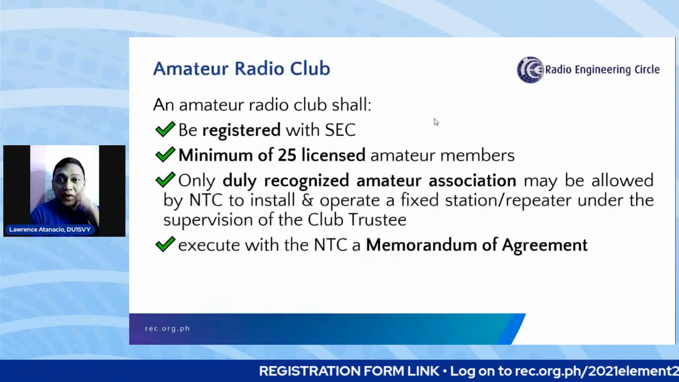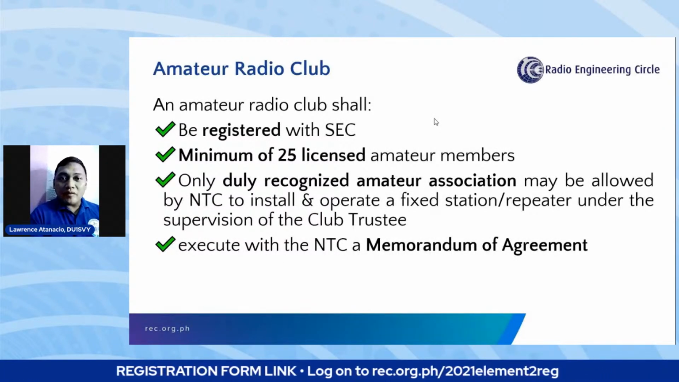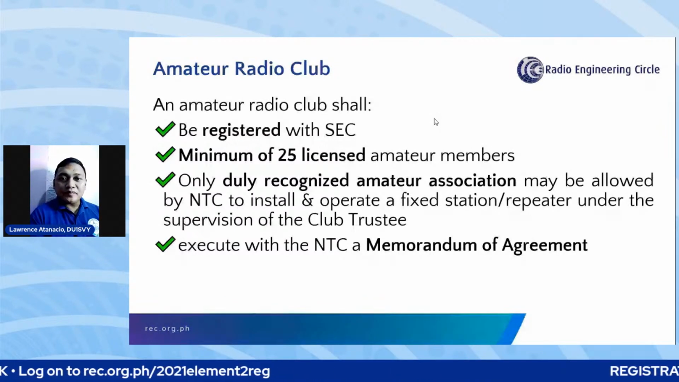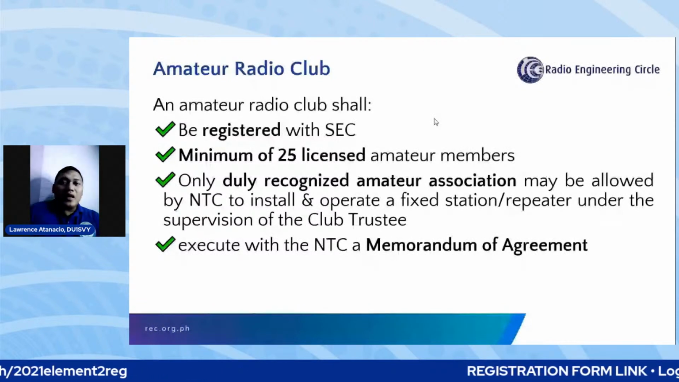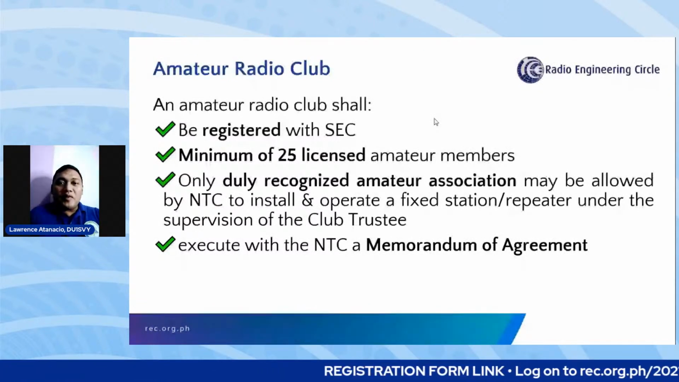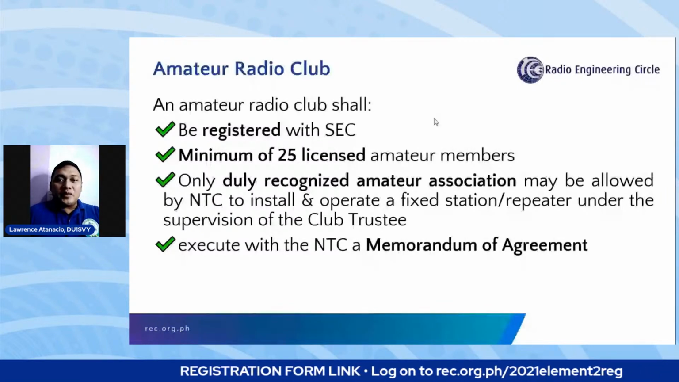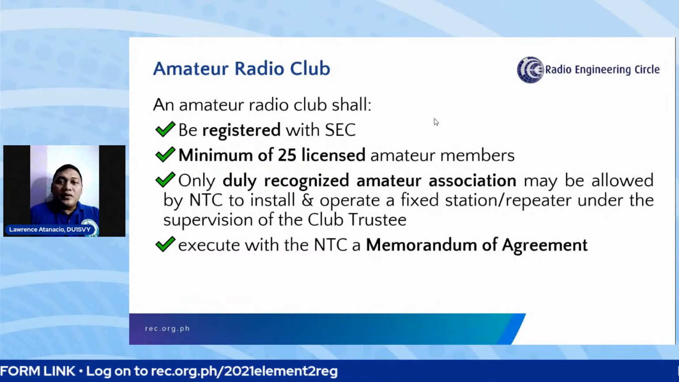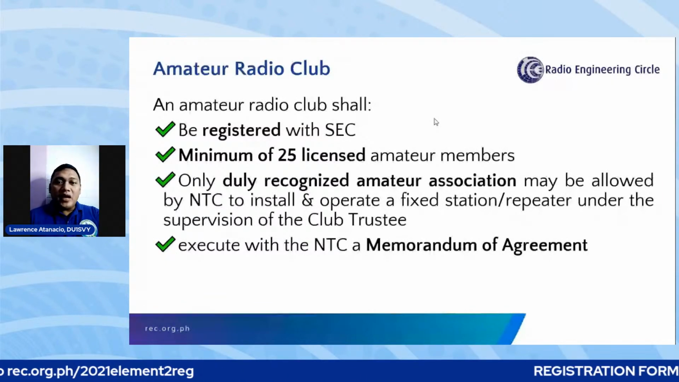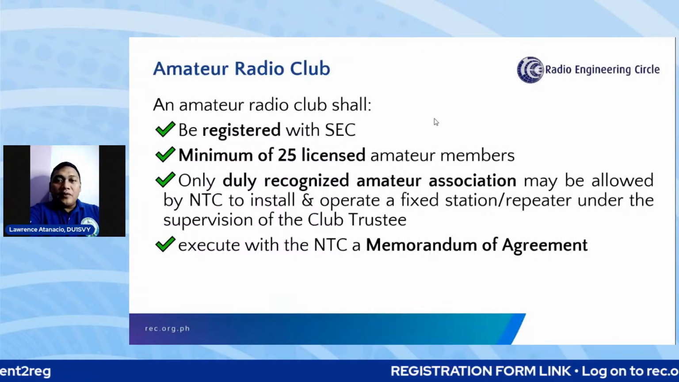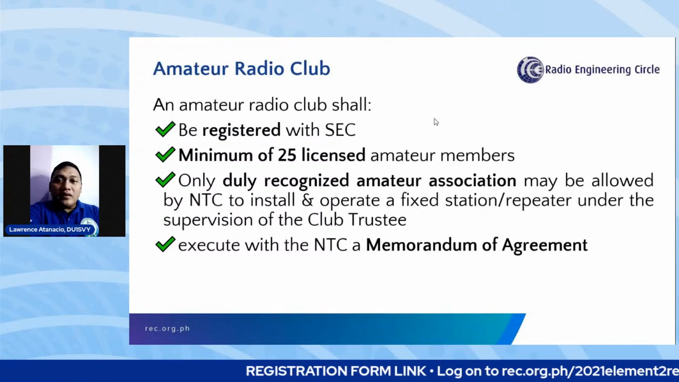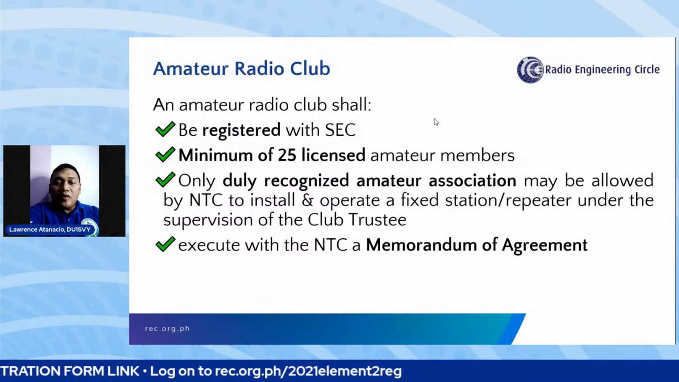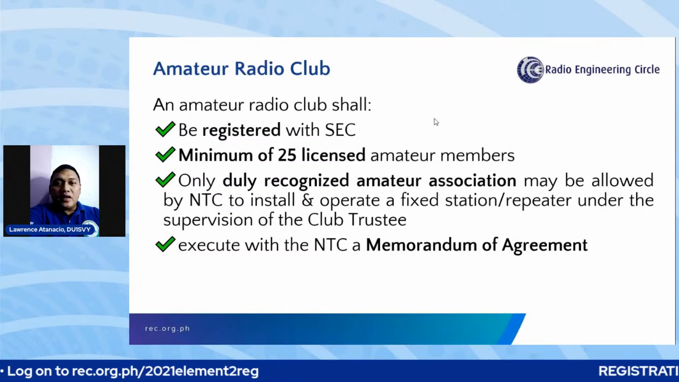Amateur radio club. An amateur radio club should be, ano po daw dapat, para maging accredited with the NTC. Amateur radio club should be registered with the Securities and Exchange Commission or SEC, with a minimum of 25 licensed amateur members. Only duly recognized amateur stations should be allowed by NTC to install and operate a fixed station repeater under the supervision of the club trustee and execute with the NTC a MOA or memorandum of agreement. Next slide.